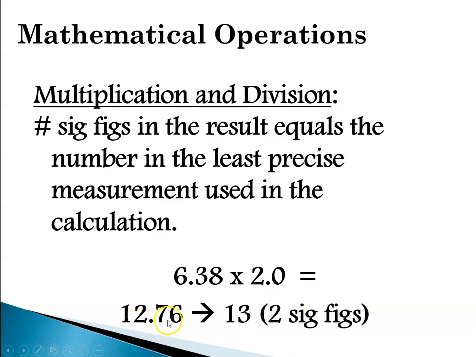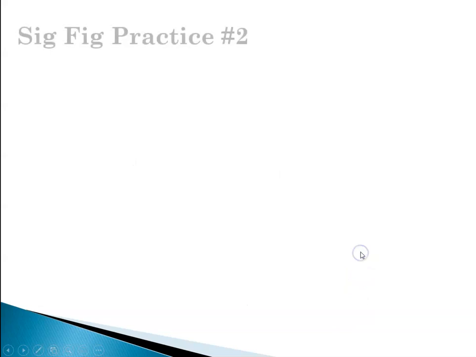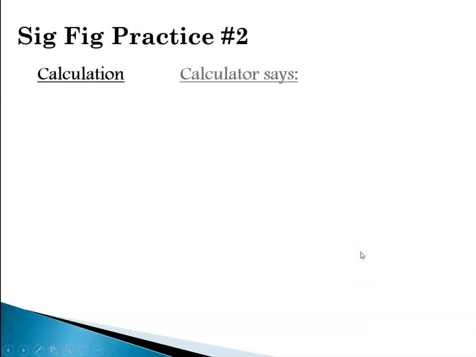My calculator gives me 12.76. Because I can only report two sig figs, I go to my results that my calculator gave me. I begin counting at the left. I count over to the second significant figure, and I look at the number immediately following it. That's a 7. I have to round up because 5 and above, I give it a shove, so my 2 becomes a 3. So now let's practice. Here's going to be the calculation, here's what the calculator is going to say, and then here's what we round our answer to.